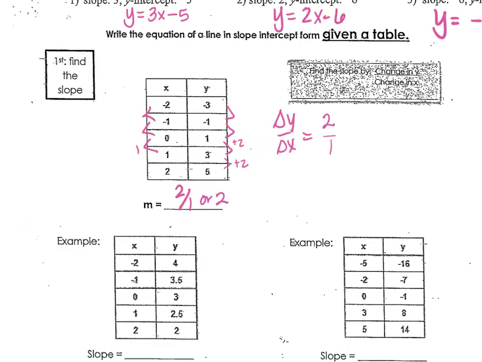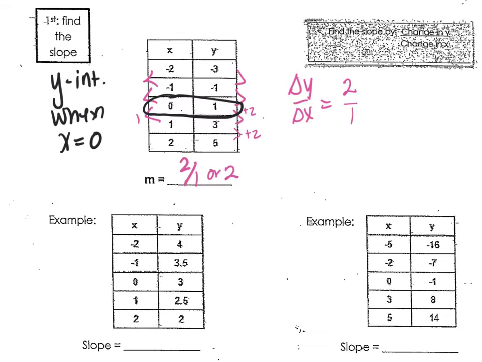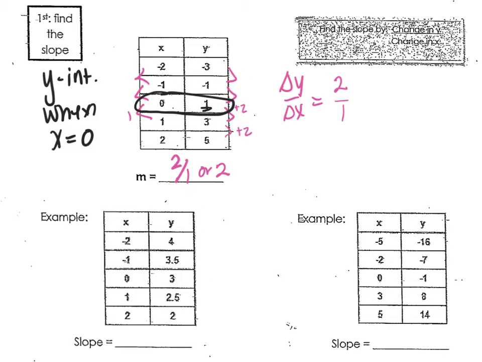And when you're given these tables to find your y-intercept, to find the b, if you have the x value of 0 on your table, the corresponding y value is your y-intercept. So the y-intercept on a table is when x equals 0. So for this first table, what's my y-intercept going to be? That 1 value, right? Because that's the corresponding y value to that x. So if I put all that together, y equals 2x plus 1. Okay?